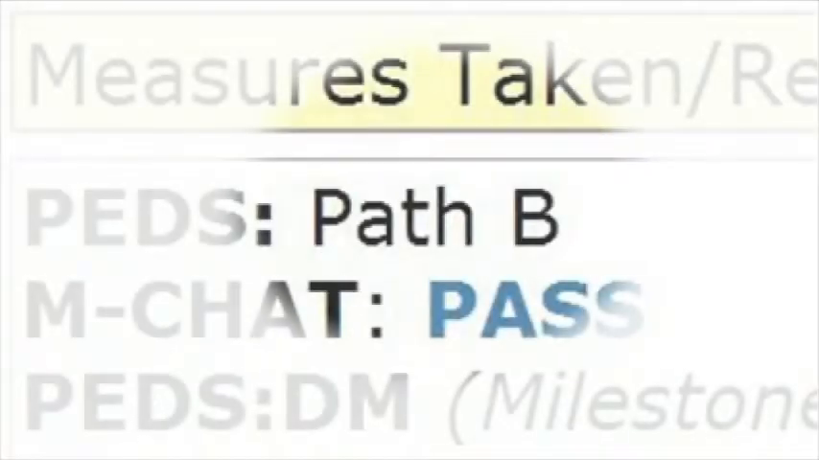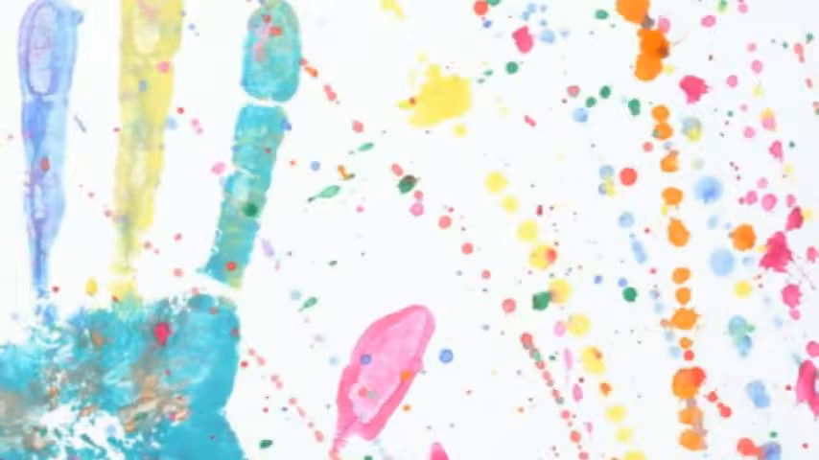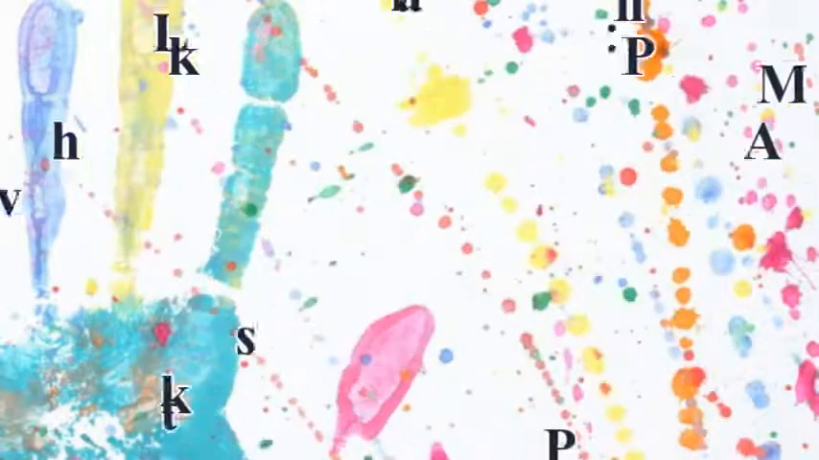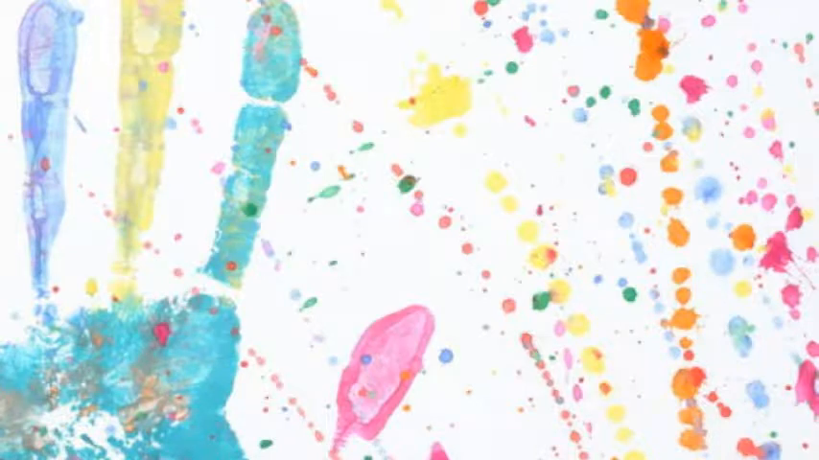Once the PEDS test has been scored, PEDS Online provides results and recommendations that correspond to a specific path. In total, there are 4 paths: Path A, high risk; Path B, moderate risk; Path C, elevated risk; and Path E, low risk. Each path will now be explained in more detail.